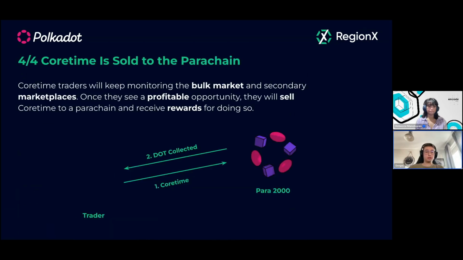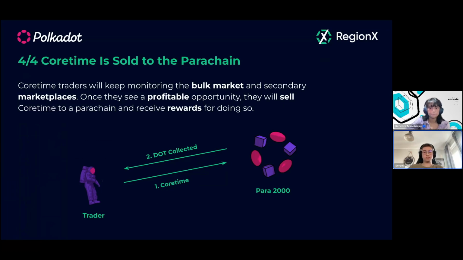And there we have these core time traders. These are likely not going to be people sitting at a computer and seeing the orders, but instead some automated programs that keep track of the bulk market, keep track of the orders that exist, and also keep track of the secondary marketplaces. And once they see a profitable opportunity, they will sell the core time to the parachain. And for doing so, they will receive all of the data collected by everyone who contributed to that order.